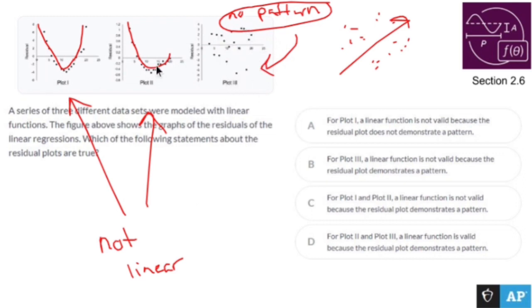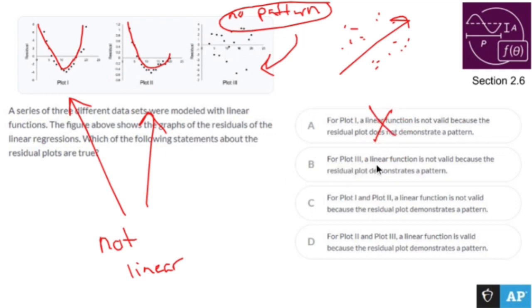So plot 1 and 2 are not linear. Plot 3 is linear. So plot 1, a linear function is not valid because the residual plot does not demonstrate a pattern. That is true. What do I want? Which of the following statements about the residual plots are true? For plot 1, a linear function is not valid because the residual plot does not demonstrate a pattern. I'm sorry, it does demonstrate a pattern, so A is no good.